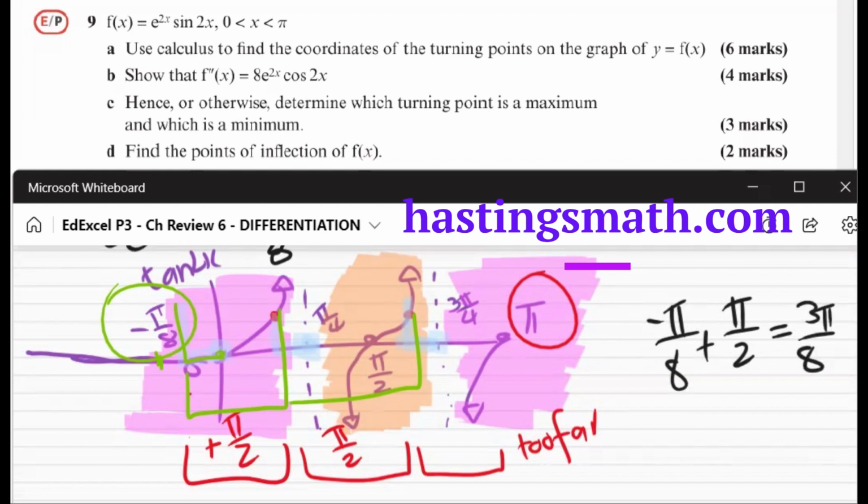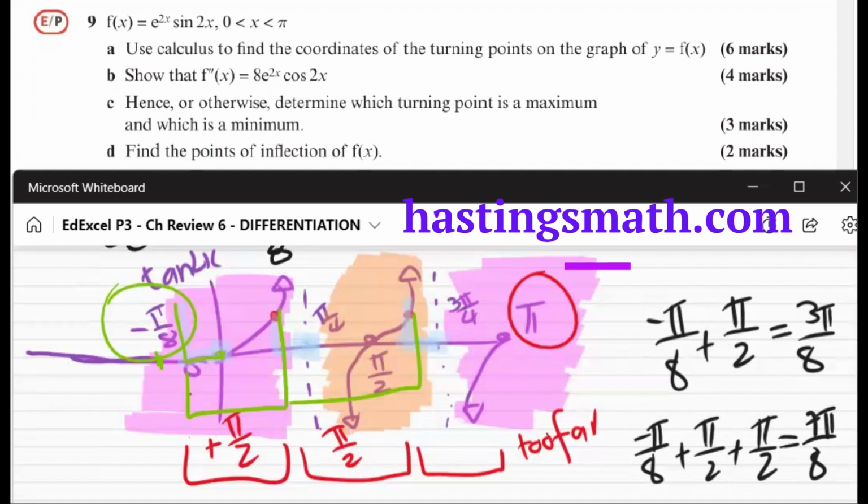And the other option is we add another pi over 2. So negative pi over 8, plus pi over 2, plus another pi over 2, will get us to 7 pi over 8. And that should be the only answers within the range that we've been given, the interval between 0 and pi.